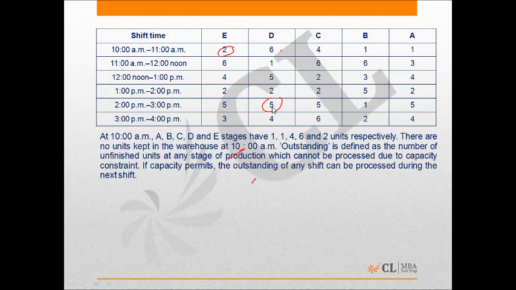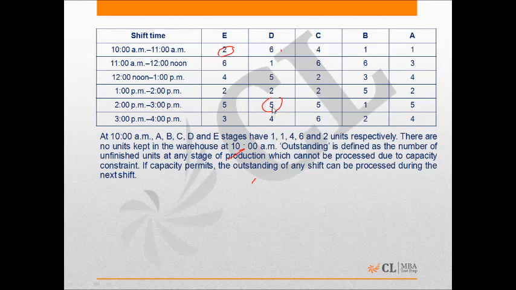It is also known that at 10 a.m. A, B, C, D, and E stages have 1, 1, 4, 6, and 2 units respectively. There are no units kept in the warehouse at 10 a.m. And outstanding is defined as the number of unfinished units at any stage of production which cannot be processed due to capacity constraint, which means if D receives 2 units at 11 a.m., then outstanding will be 1 because its processing capacity is only 1 at 11. So this is what we need to understand about outstanding.